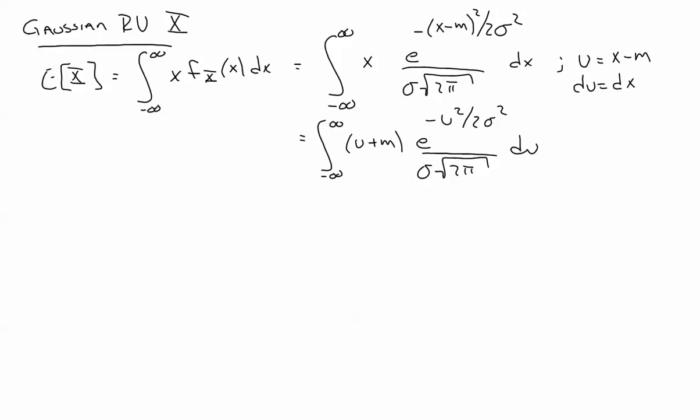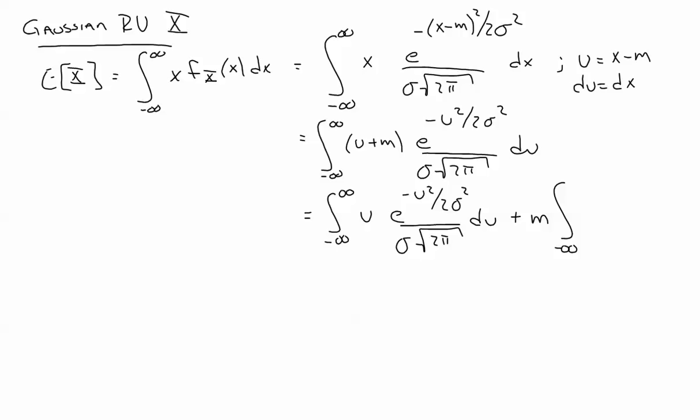Break that down one more time and I get an integral from minus infinity to infinity of u e to the minus u squared over 2 sigma squared over sigma square root of 2 pi du, plus m times the integral from minus infinity to plus infinity of e to the minus u squared over 2 sigma squared over sigma square root of 2 pi du. A lot of writing.